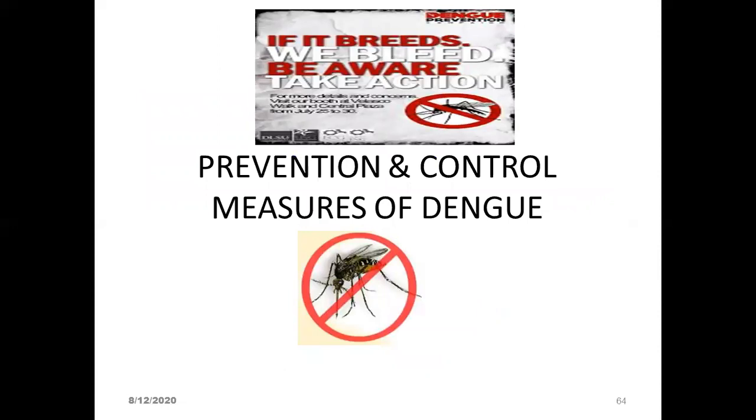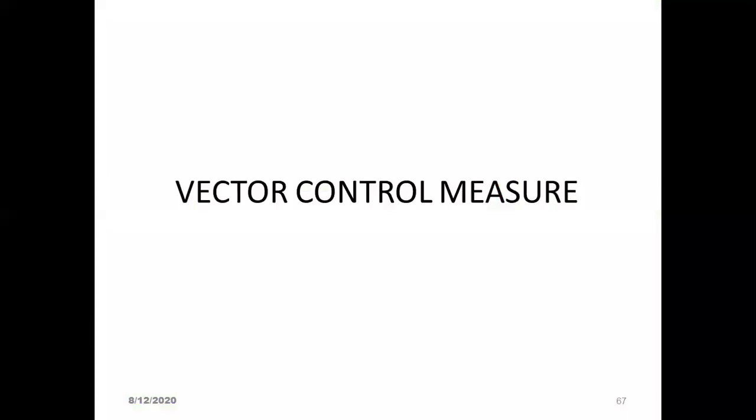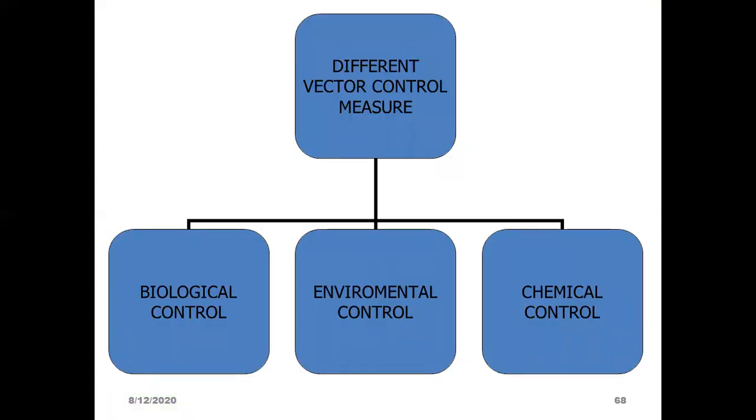And what are the prevention and control measures of dengue fever? The prevention of mosquito bites can be by insecticide coils and sprays, insecticide impregnated bed nets, protective clothes, screened windows and doors. And the vector control measures can be biological control, environmental control, and chemical control.